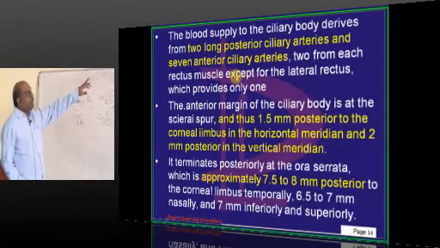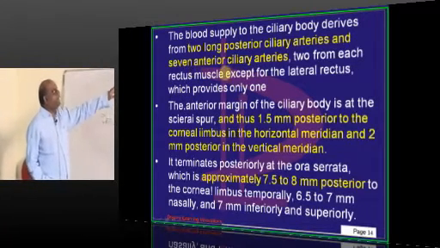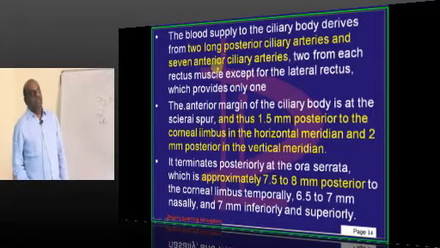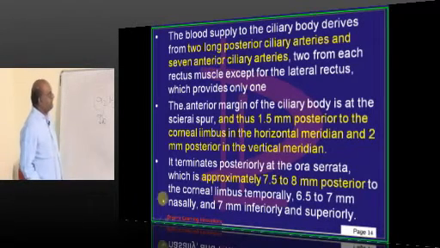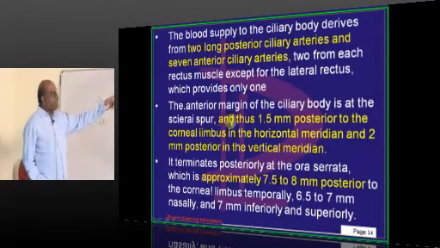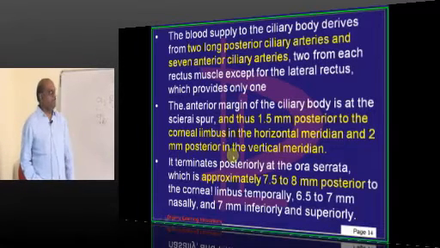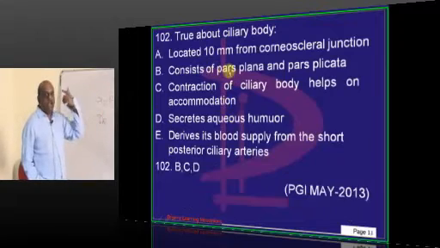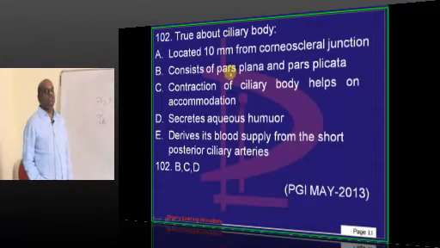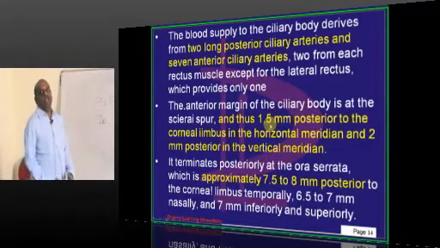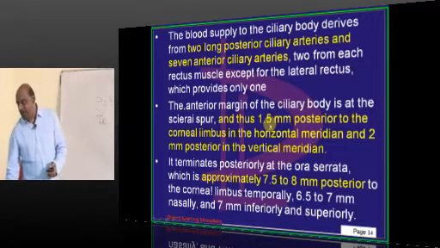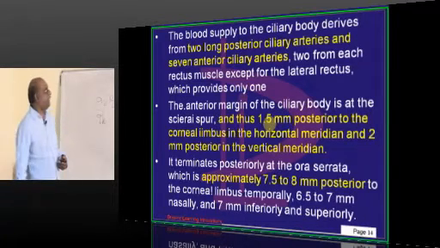So, 2 long posterior ciliary and 7 anterior ciliary arteries, from there the blood supply basically derives. And if you look at the ciliary body, it is about 1.5 mm posterior to the limbus. Examiner asked a question, is it 10 mm posterior? No, it is 1.5 mm posterior. That is the fix about the anatomy of the ciliary body.